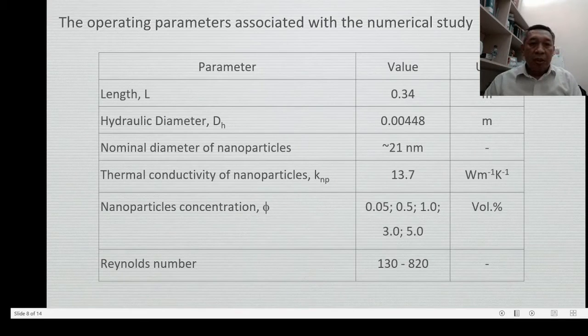The operating parameters associated with the numerical study are listed in this slide. You can see the details of the operating parameters. We use Reynolds numbers ranging from 130 up to 820.